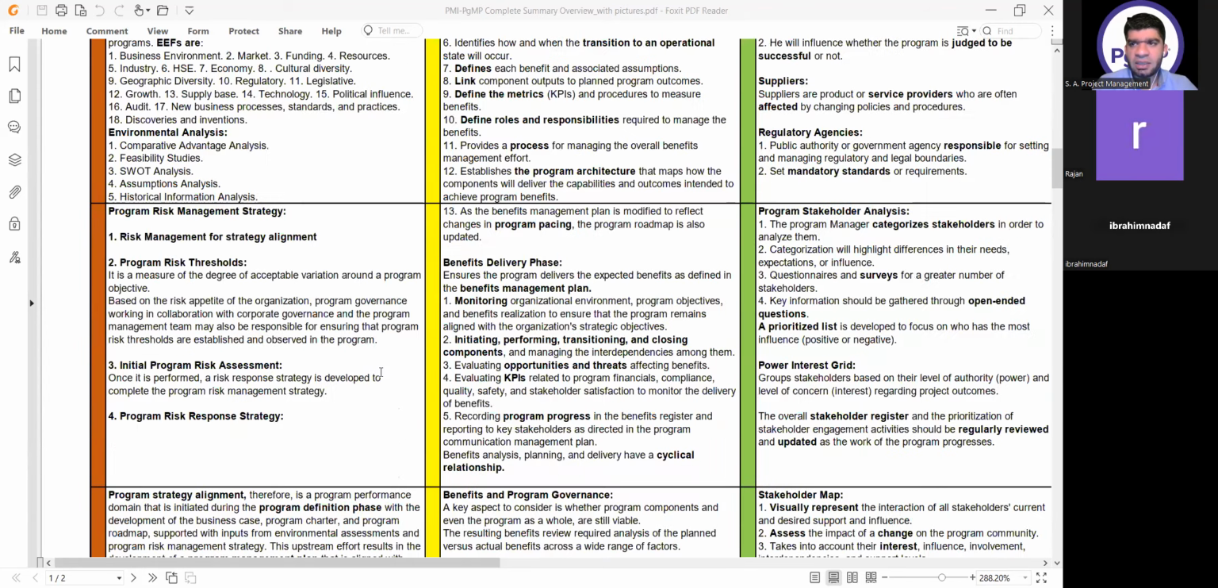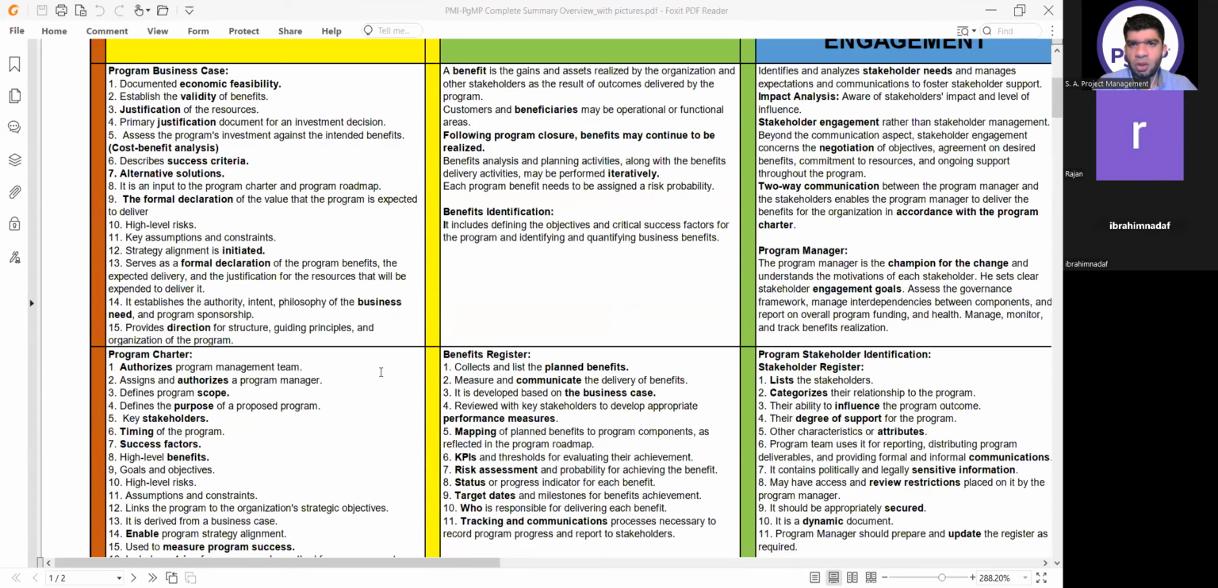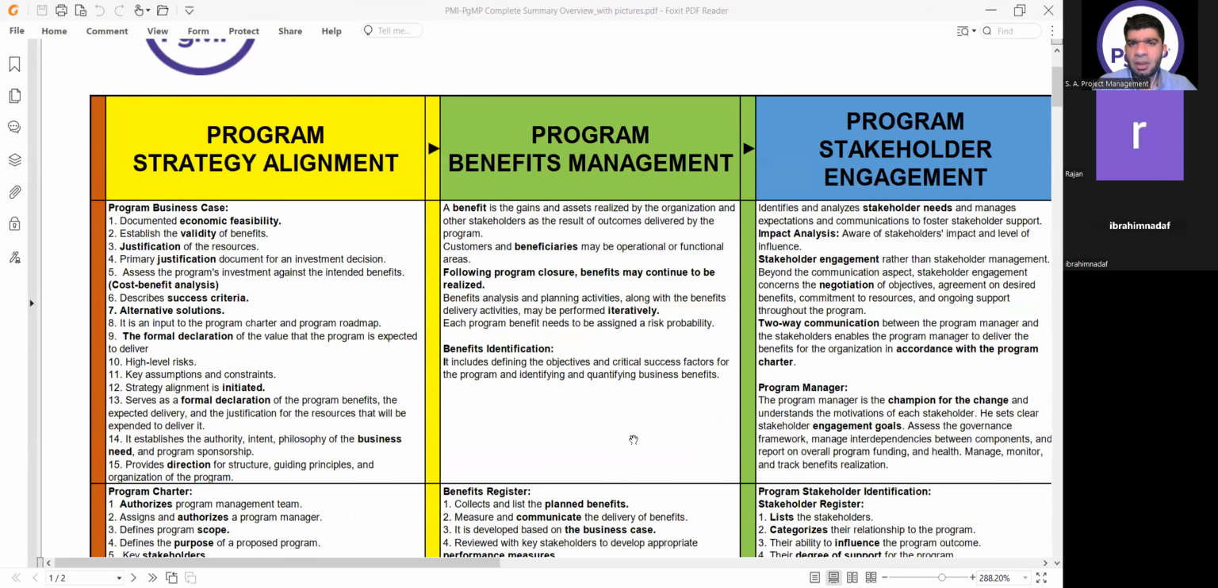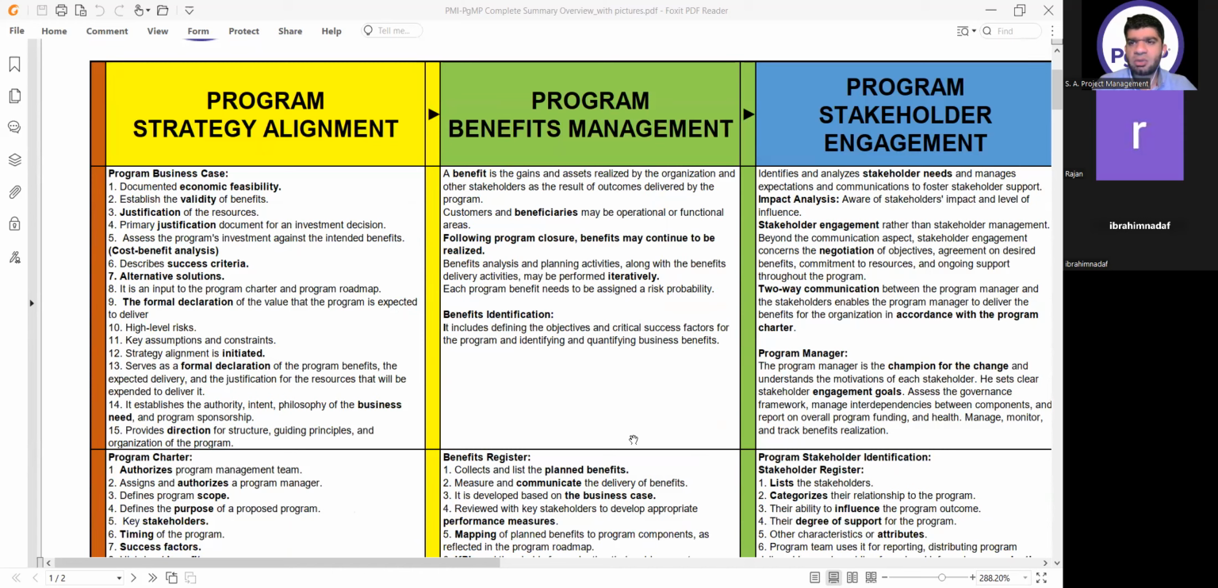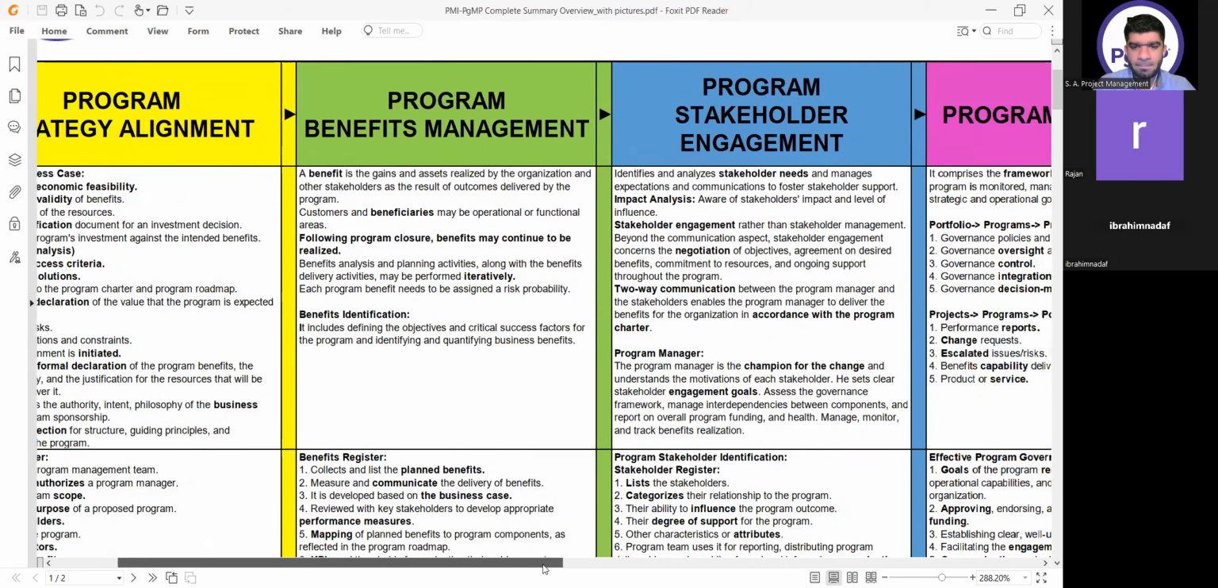Anything you want to add in this strategy alignment, or any questions that you are getting in which there are some other keywords? Rajan or Ibrahim, anyone? No, nothing else. Nothing from it.